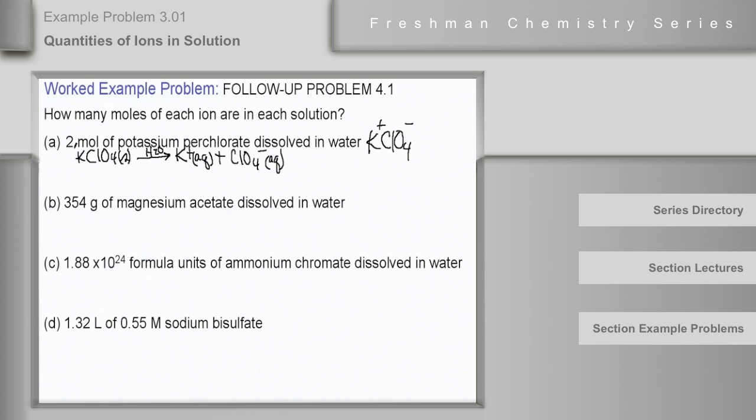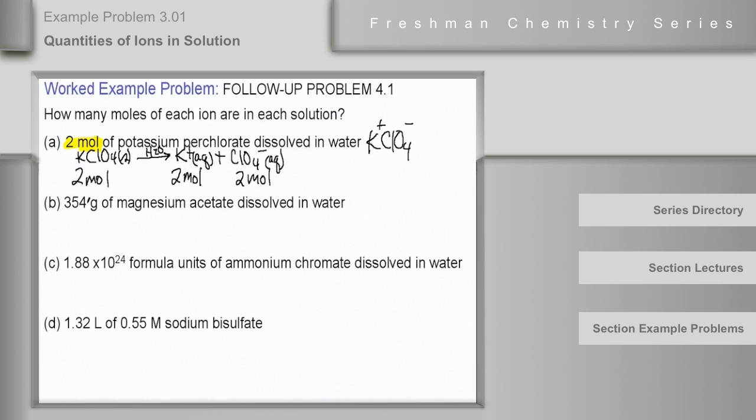It follows that if we have 2 moles of potassium perchlorate to start with, and that the formula has 1 mole of potassium ion and 1 mole of perchlorate ion, that in solution we will have 2 moles of potassium ion formed and 2 moles of perchlorate ion.